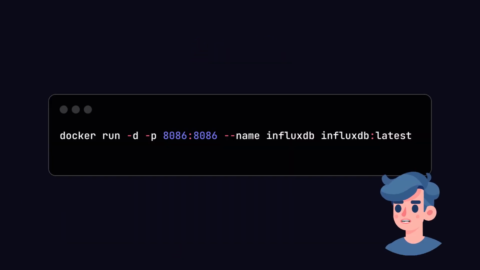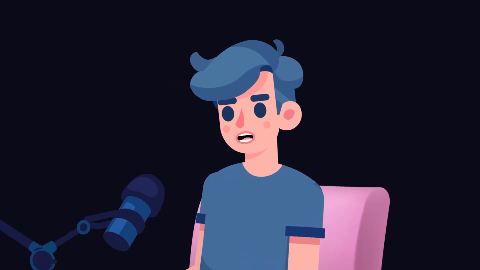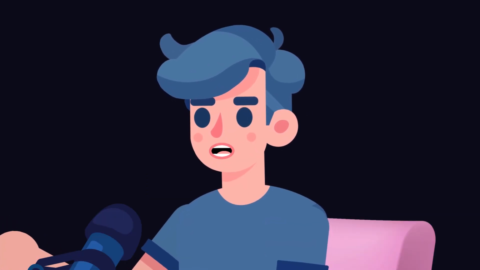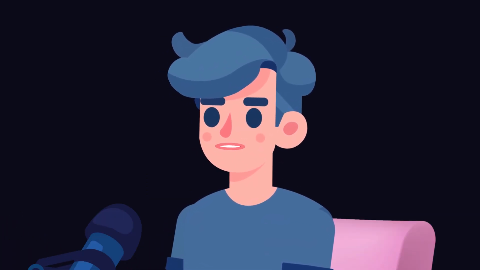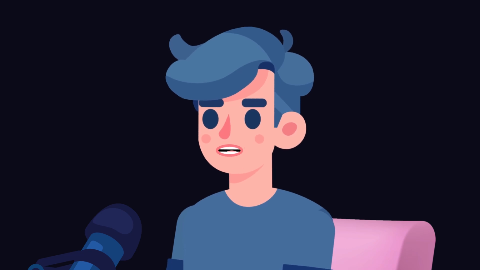Let's start with setting up InfluxDB. You can install it on your local machine or use a cloud service. For this tutorial, we'll install it locally. If you're using Docker, simply run the following command. Make sure that Docker is installed and running on your machine. After executing this command, InfluxDB will be accessible on port 8086.